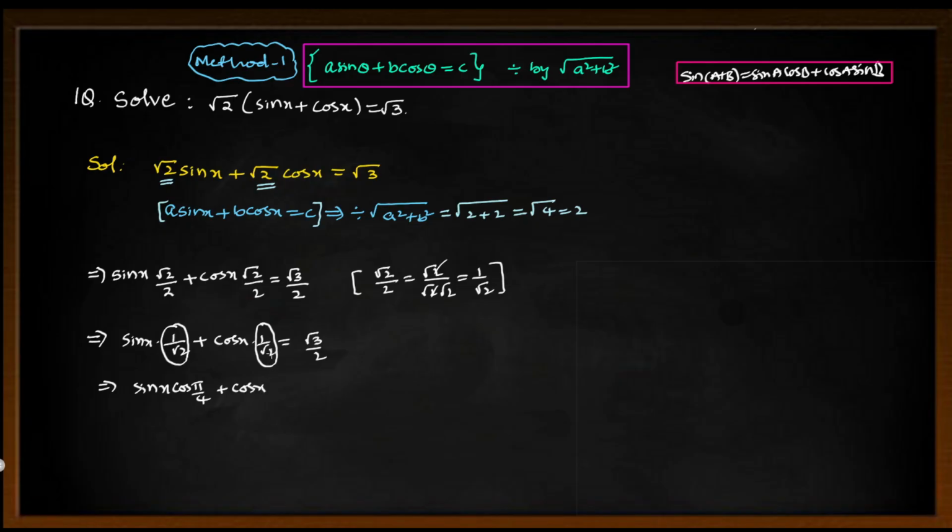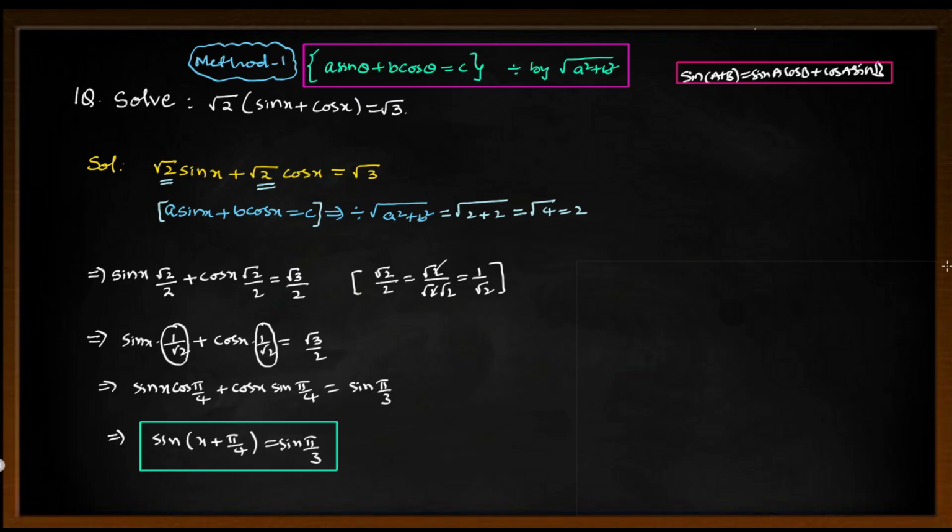Similarly, cos x, again 1 by root 2, but we have to write it in terms of sin. So 1 by root 2 is sin pi by 4. Equals root 3 by 2, in terms of sin pi by 3, sin 60. Sin a cos b plus cos a sin b. So sin of x plus pi by 4 equals sin pi by 3. So the given equation becomes sin of x plus pi by 4 equals sin pi by 3.